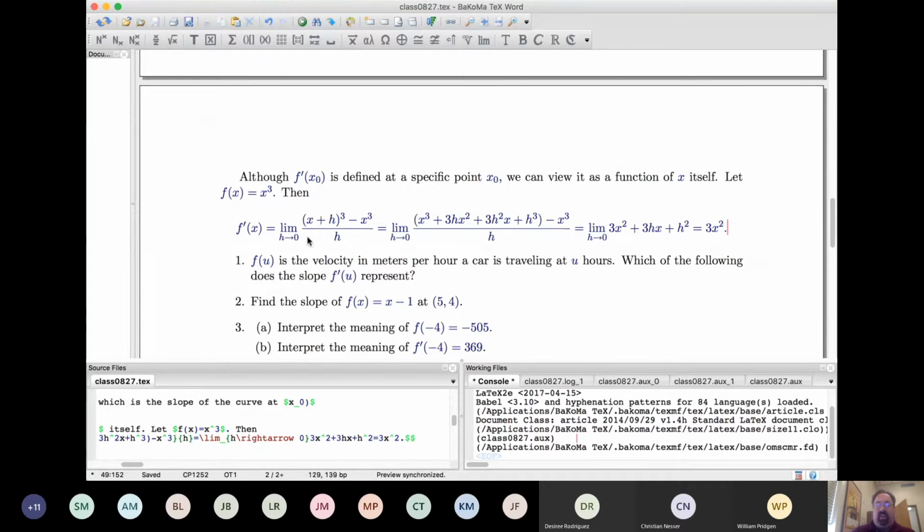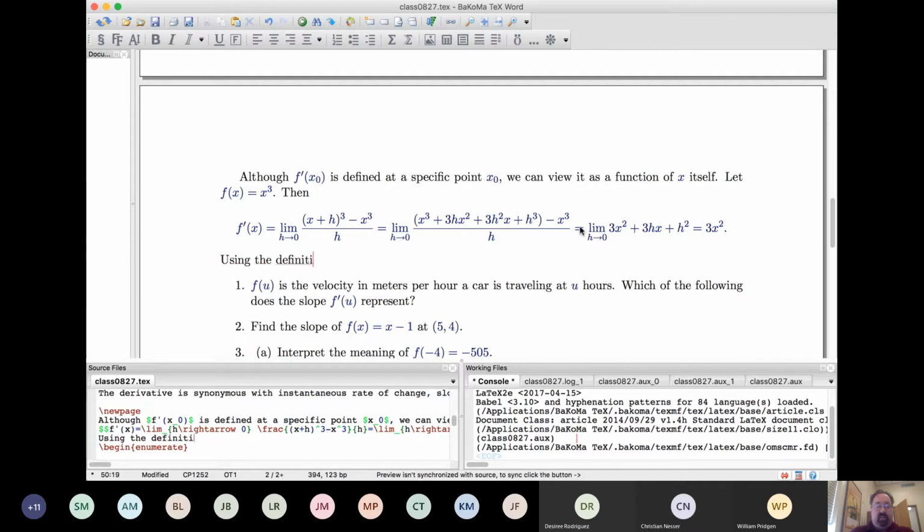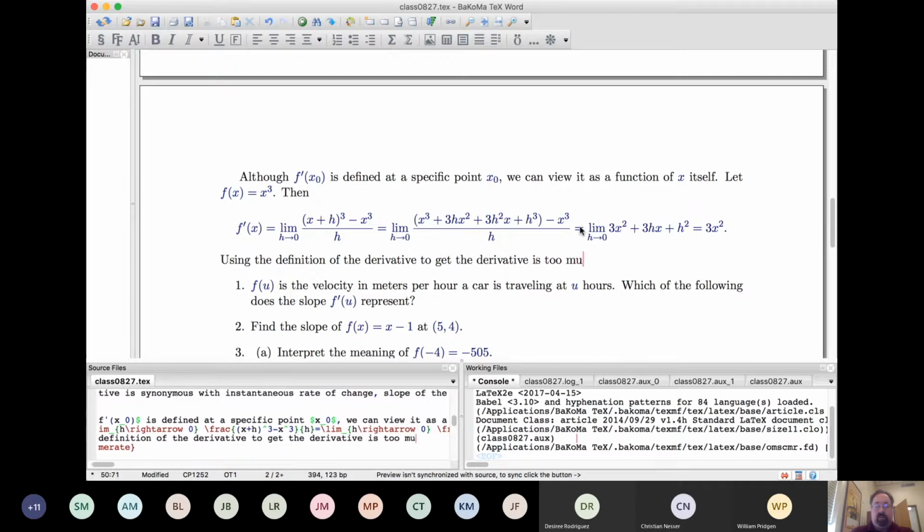But the thing is, going through all this is still excessively tedious. Because even these functions are relatively simple. There are some very nasty functions that I could give, where going through this would be incredibly painful, or you might not even be able to do it without using more advanced ideas that we wouldn't really even cover in this class. So going forward, we're not actually going to make use of this definition of a derivative directly.